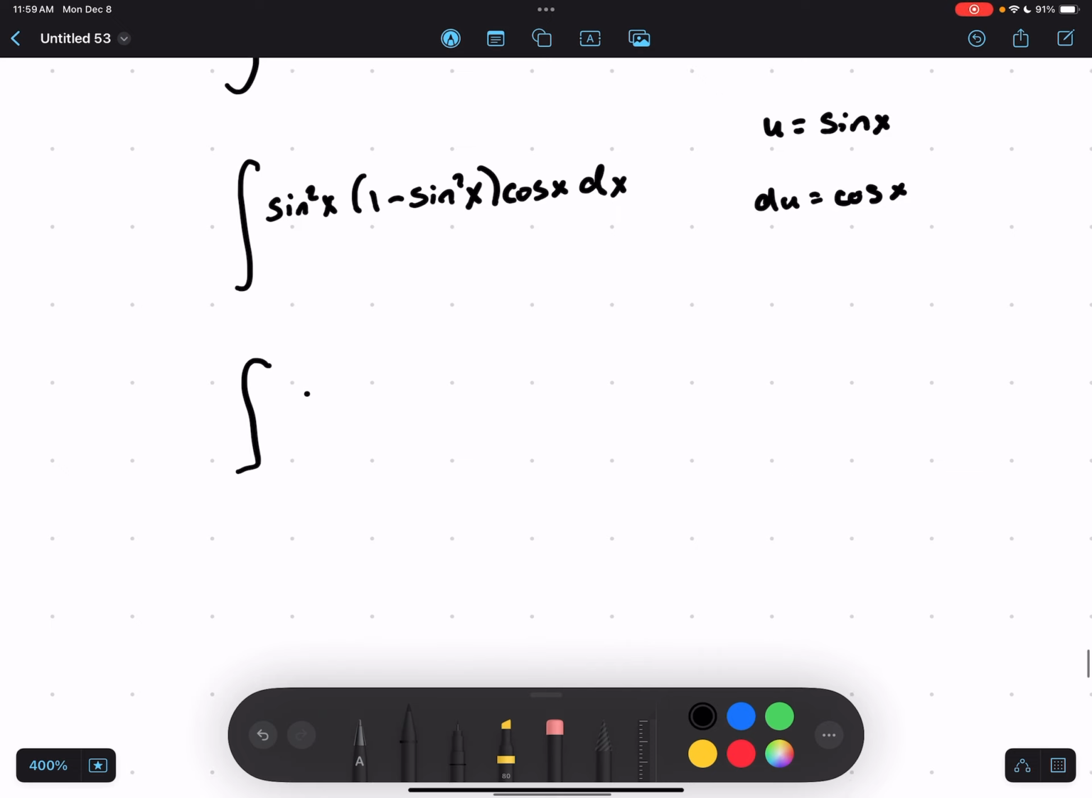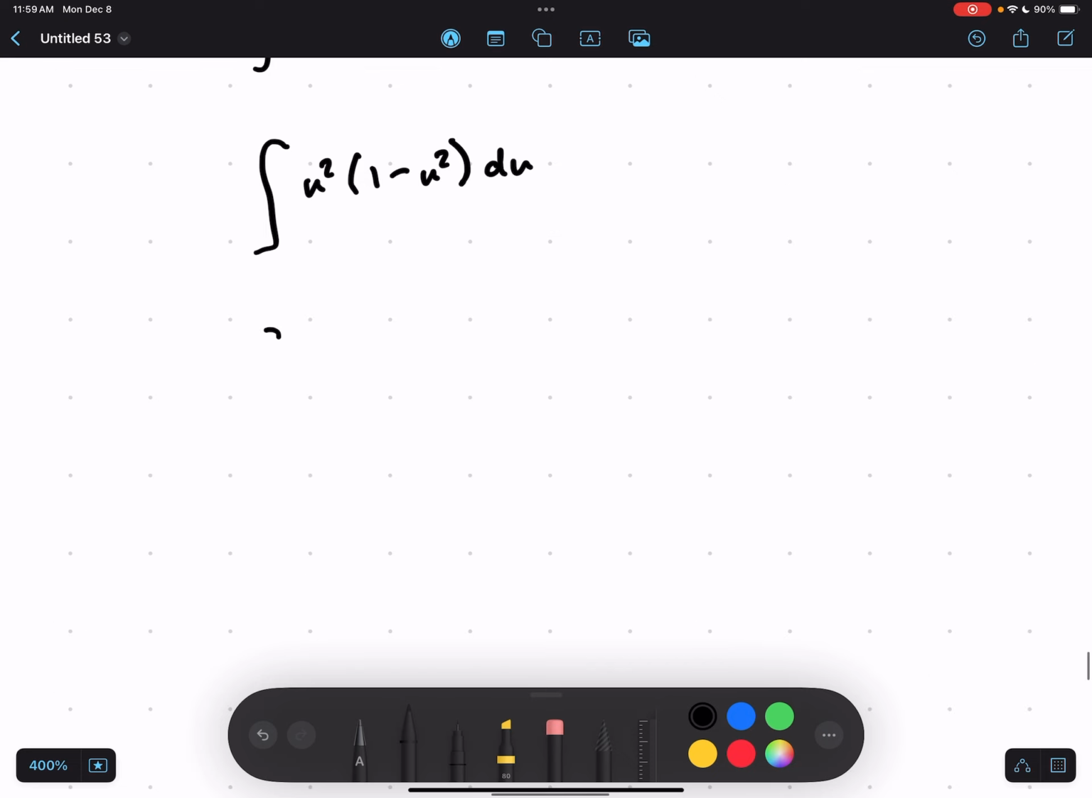Now we've got the integral of u² times 1 minus u² du, because of the cosine x dx. And now we can just simplify this. We can say the integral of u² minus u to the 4th power du, and this is a really easy integral.